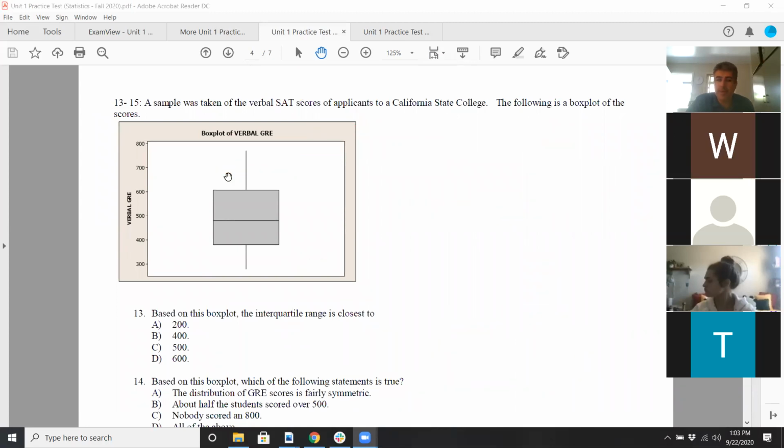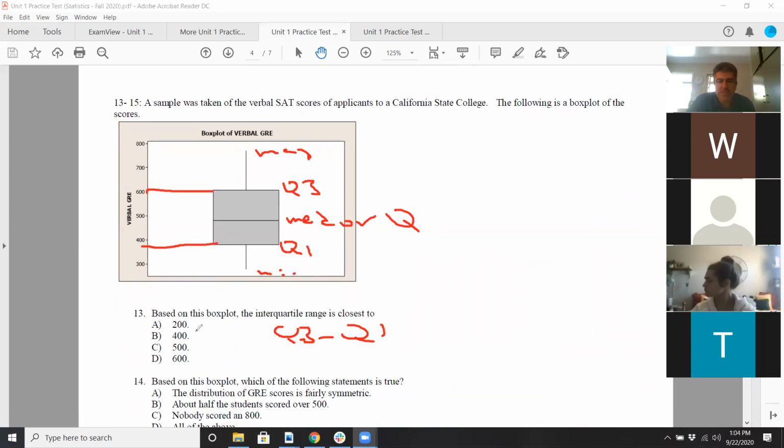Okay, at the home stretch here. Box whisker plots we've talked about. Remember, this is your median or Q2, the second quartile. This is Q1. This is Q3. This is the max, and that's the min. The interquartile range is Q3 minus Q1. Well, that's just roughly 600 minus 380 or 400. It's close enough to 200. So we'll say about 200. Easy enough.